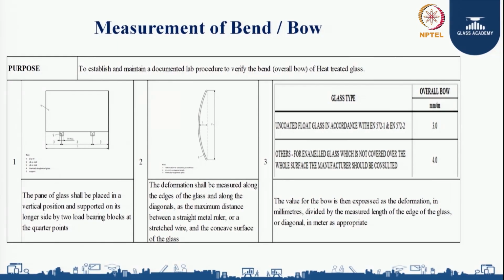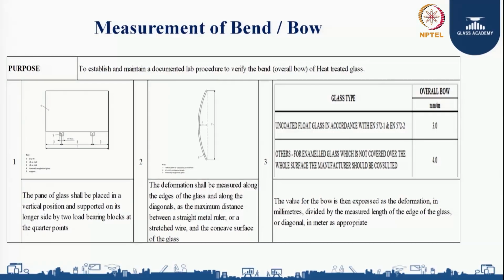Now how are you going to conclude whether a glass is within the limit of bend or beyond the limit of bend? You can see in the standard, in a meter 3 mm bend is allowed if it is uncoated float glass. For an enameled glass 4 mm bend is allowed. The value for the bow is then expressed as the deformation in millimeters divided by the measured length of the edge of the glass or diagonal in meters as appropriate.